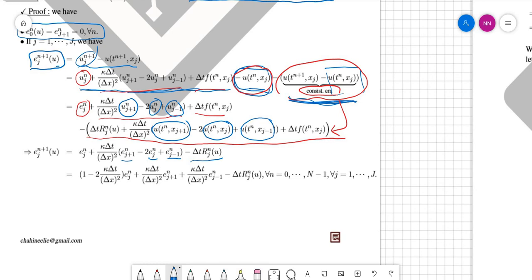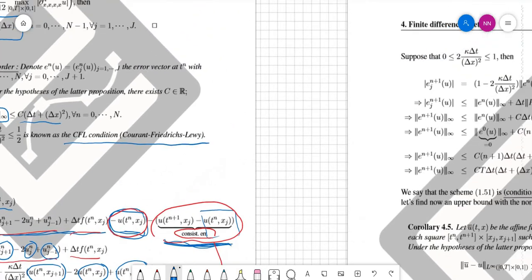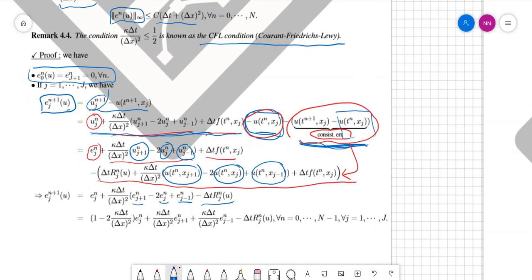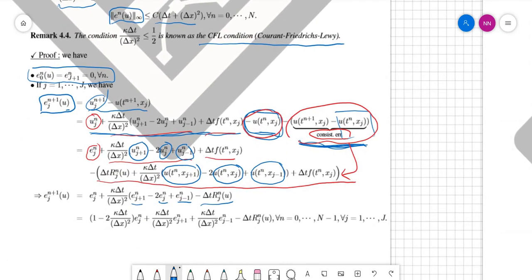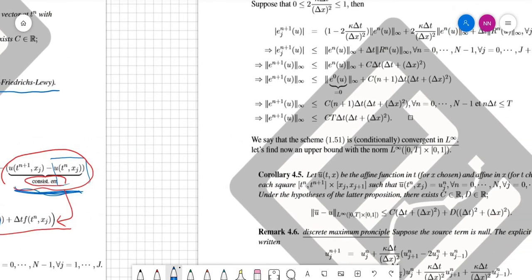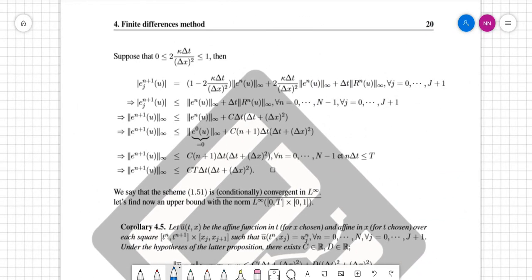Now we need to find an estimate of all this. We need to find an upper bound. To find an upper bound of all this, we have to put a condition. We need this term to be between 0 and 1. Otherwise it will not work. We will see why.